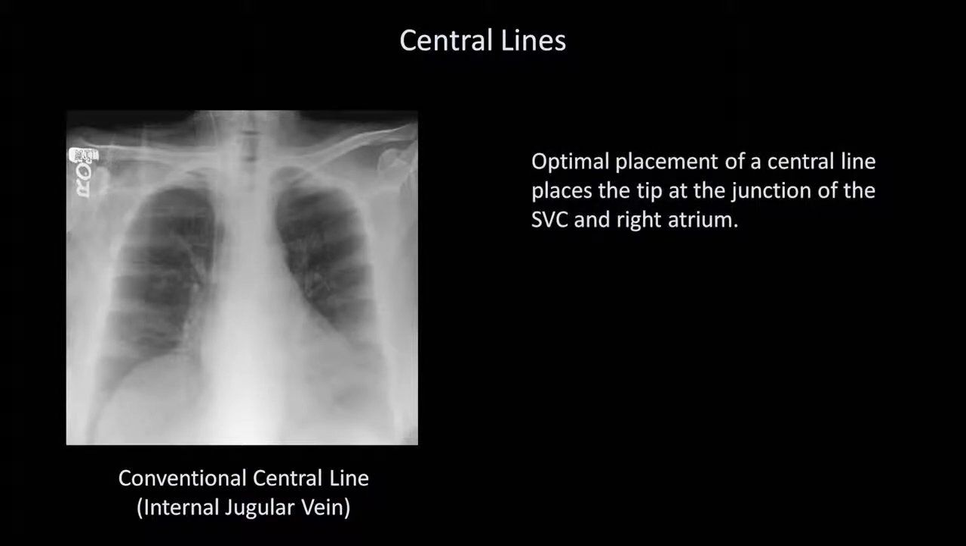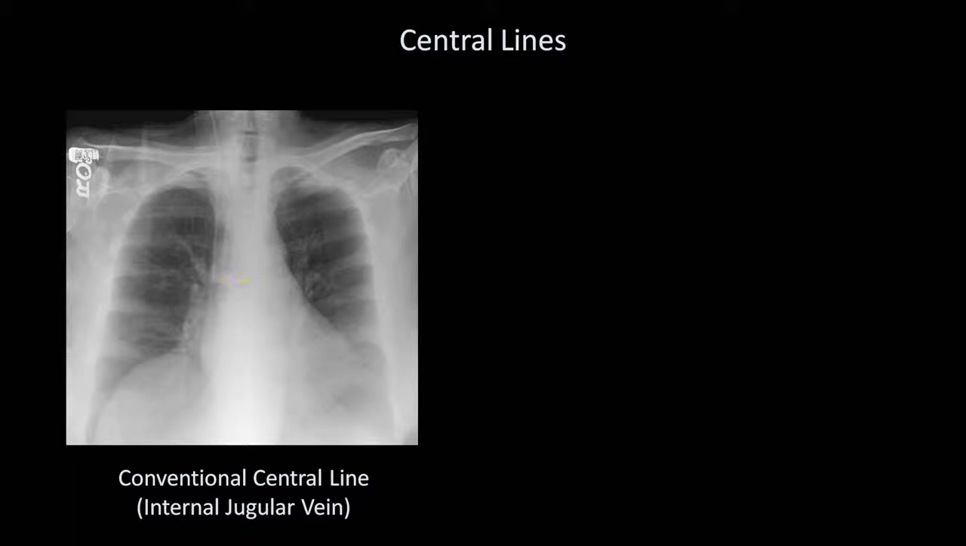Optimal placement of a central line should place the tip at the junction of the superior vena cava and the right atrium. A line inserted further than this risks triggering arrhythmias by poking the myocardium of the right ventricle. A line inserted less than that means that the vasoactive medications won't be delivered directly into the central venous system, and that a central venous pressure transduced at that location will not accurately reflect intravascular volume status.